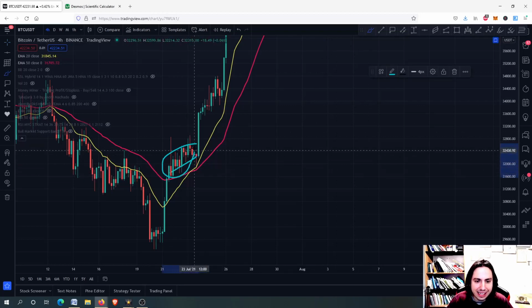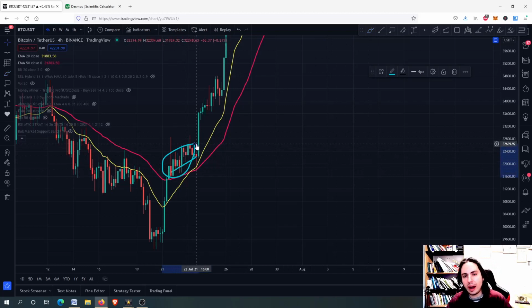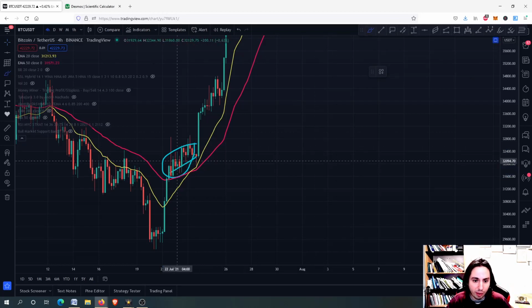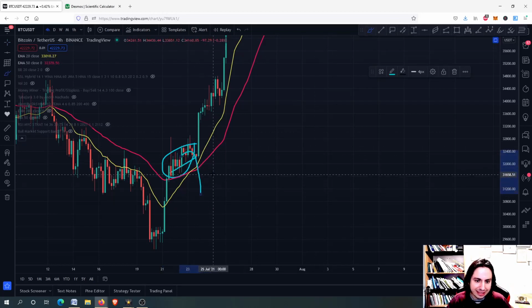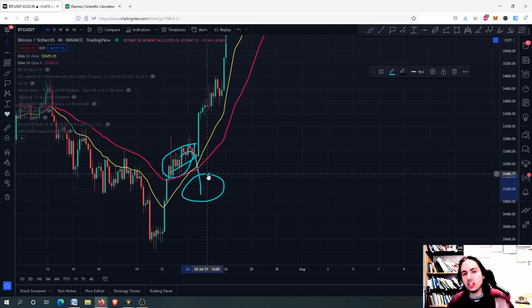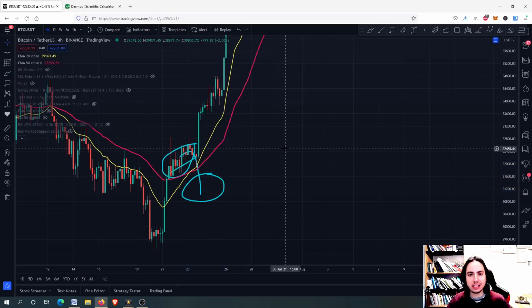This is clearly a very strong move, and it should be considered that we should be going even higher. If it didn't make that, then of course, and if we had a correction going on here down, that means the altcoin or Bitcoin does not have the strength yet to go even higher.